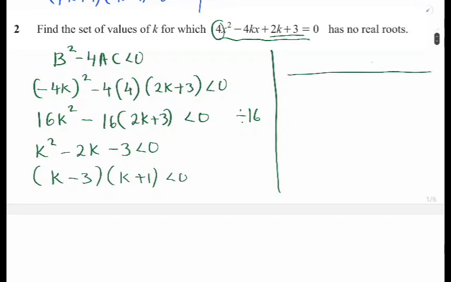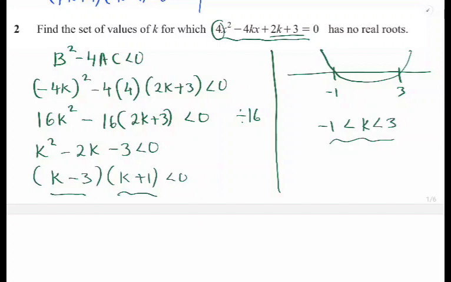So you draw a line here. K is equals to negative 1, that's from here. K equals to 3 from here. So you draw a line here, and you are looking for smaller than 0, means k is between -1 and 3. So that is your answer.